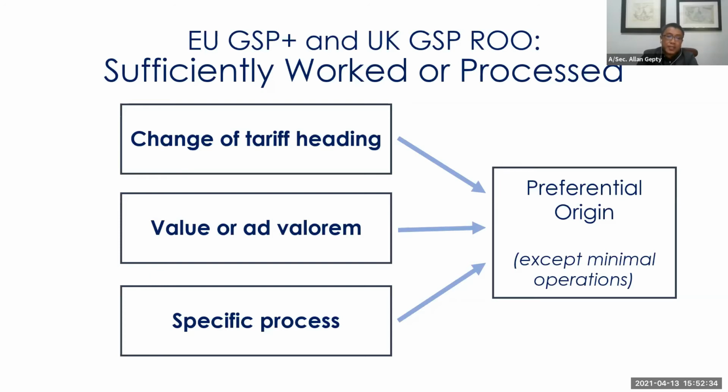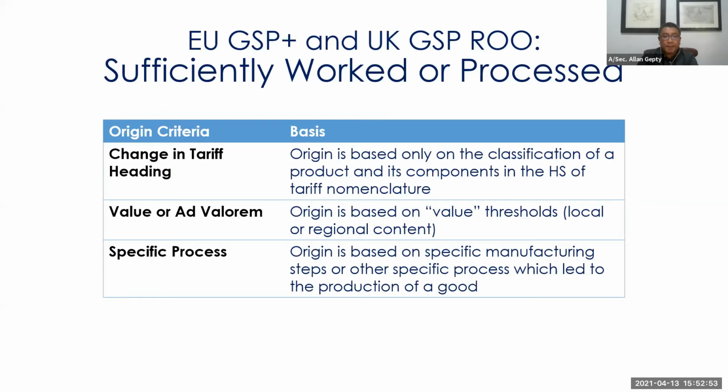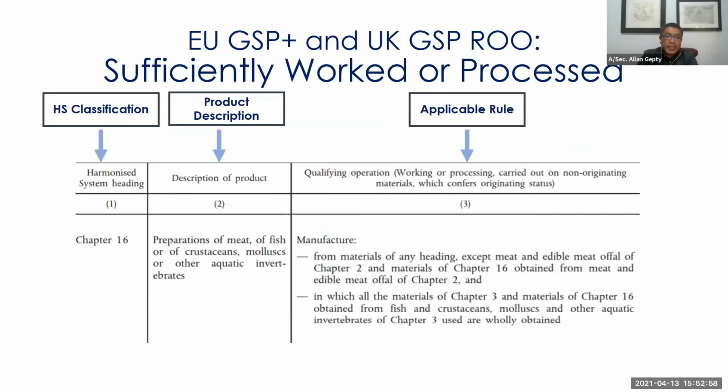process operations. One is that there is a change of tariff heading, or there is compliance with the value or threshold set in the agreement. And the third one is that it has undergone a specific process required on that particular product. Okay. Now, in reading the rules of origin, take note that in these slides, you will see three columns.